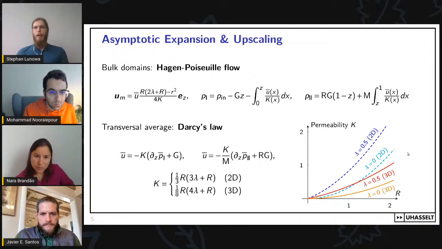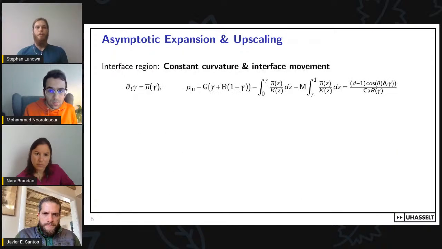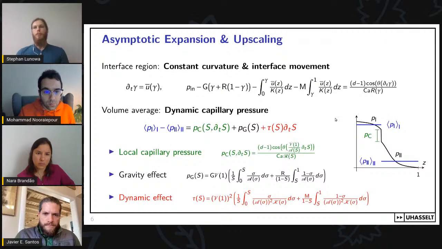Then, of course, it's important to couple these two regions at the interface. And there, in a small region around the interface, what you basically can derive is that you have a constant curvature, and the interface movement is given by this differential algebraic equation, which looks quite complicated, but what it basically boils down to, when you average it, is a dynamic capillary pressure relation, which involves 3 terms. So basically, you average over the first phase, you average over the second phase, and in between you have several terms. What you will get is this local capillary pressure term coming from the interfacial tension, which is directly related to the dynamic and hysteretic contact angle.